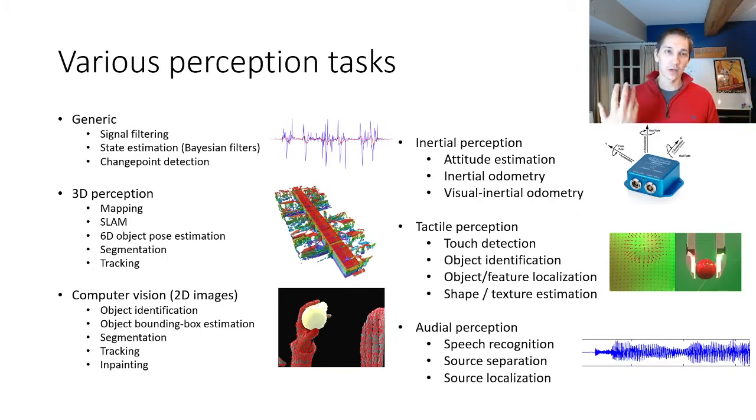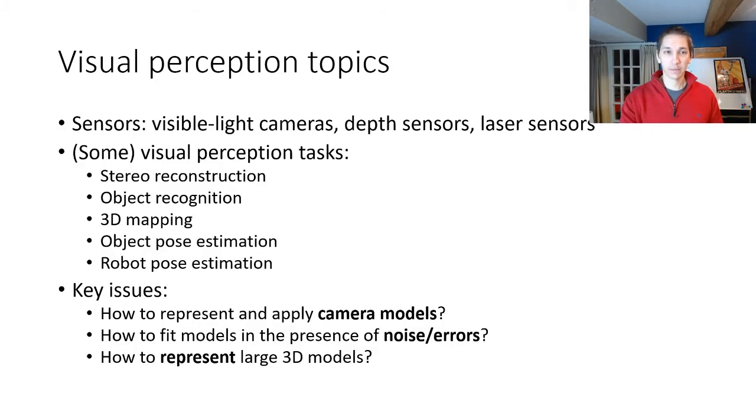And so, for example, object identification and segmentation and tracking and so on are tasks that we'll look at with computer vision. In other robotics tasks, you'll look at, for example, inertial perception or audio perception, which we won't look at in this course, but we'll talk about tactile perception using force torque sensors in a later class. Okay, let's start talking about visual perception.